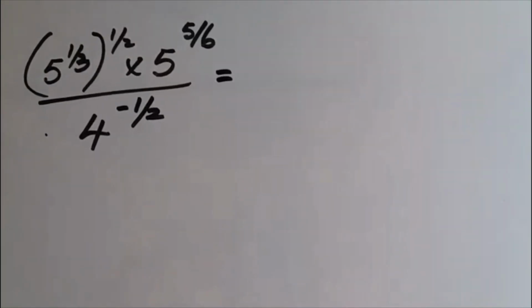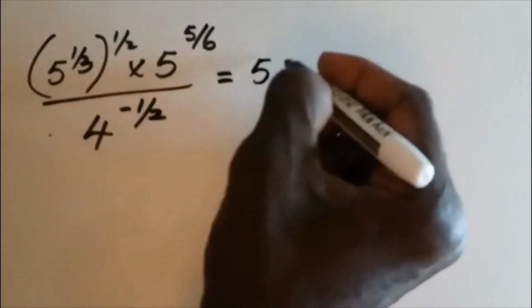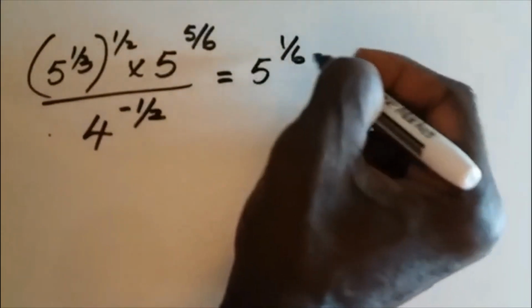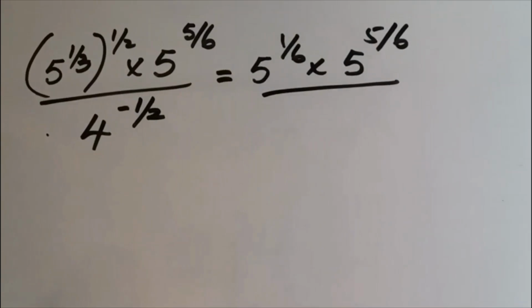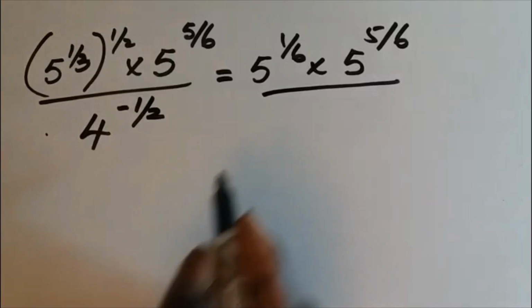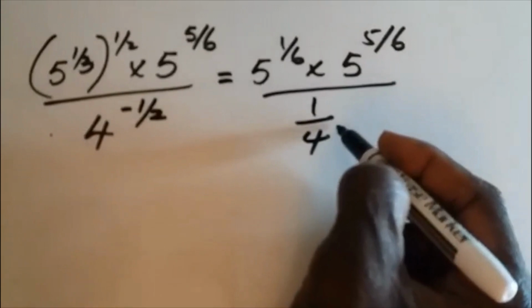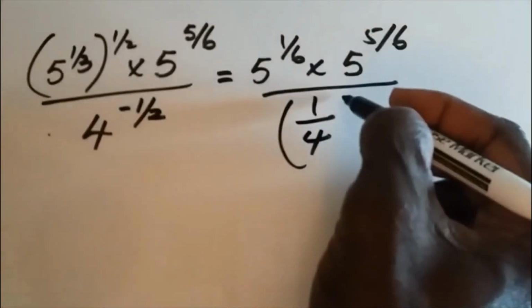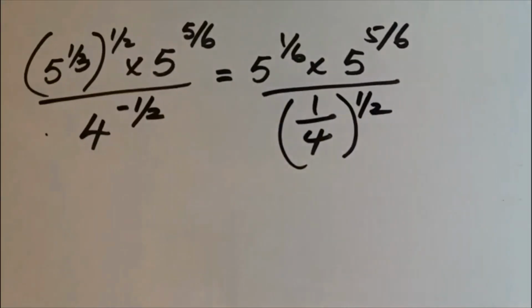And here's another question on indices. We'll clear the brackets here to give us 5 to the 6th power times 5 to the 5 over 6. And like before, we have a negative index, so we can take the inverse of 4, which is 1 over 4, and now we can apply the index of a positive index now to both numerator and denominator.